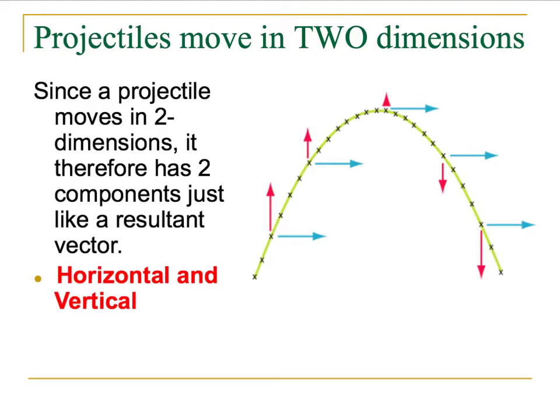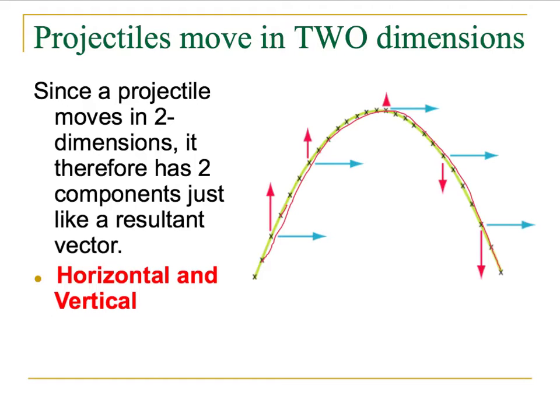Projectiles are objects that move in two dimensions. So up till now we've talked about objects moving in the horizontal direction down the street or through the air. And now we're talking about objects that are not only moving horizontally but are also moving vertically. So like we've seen in the picture here, the trajectory of a projectile is a parabola, and it always is a parabola. It's always parabolic in nature.